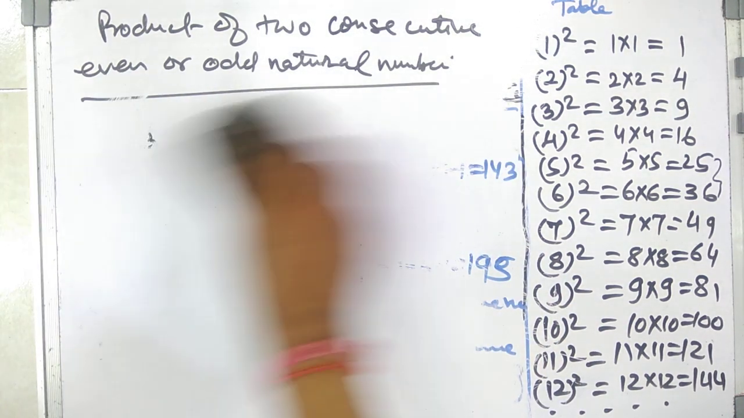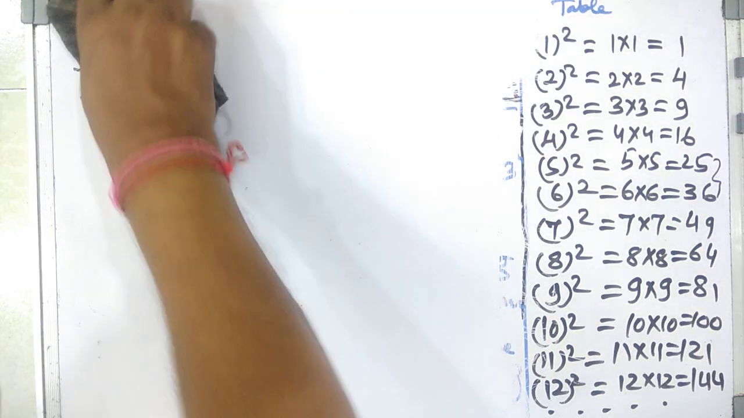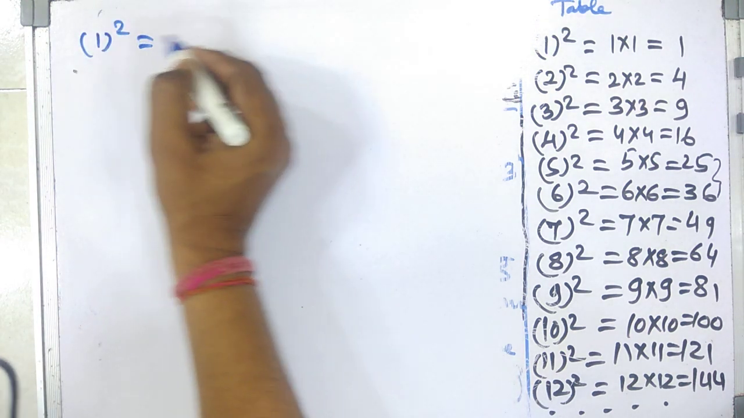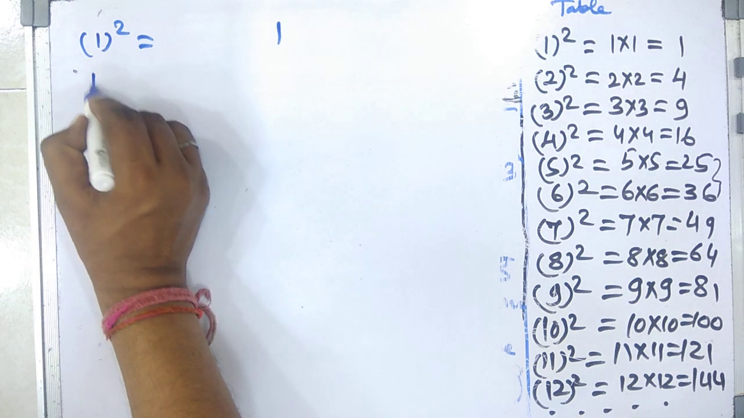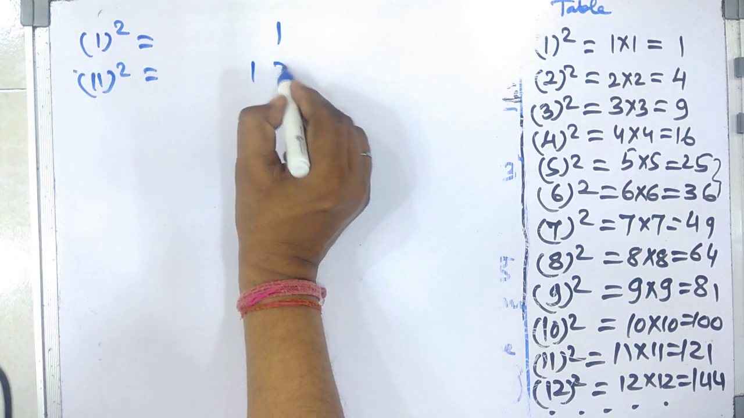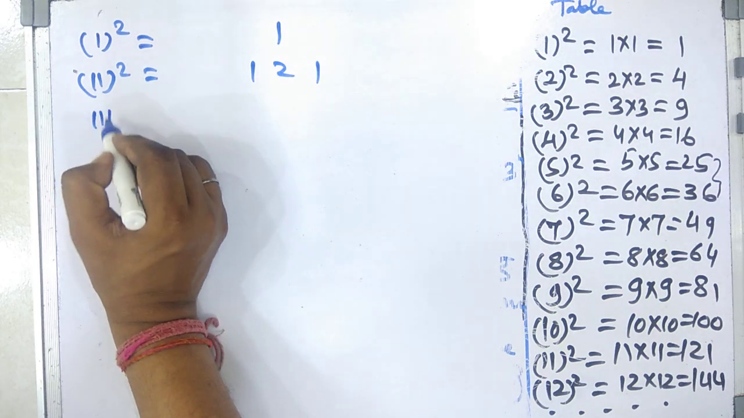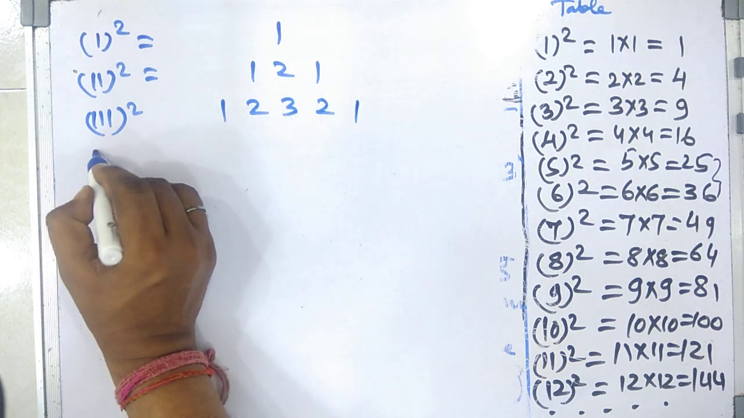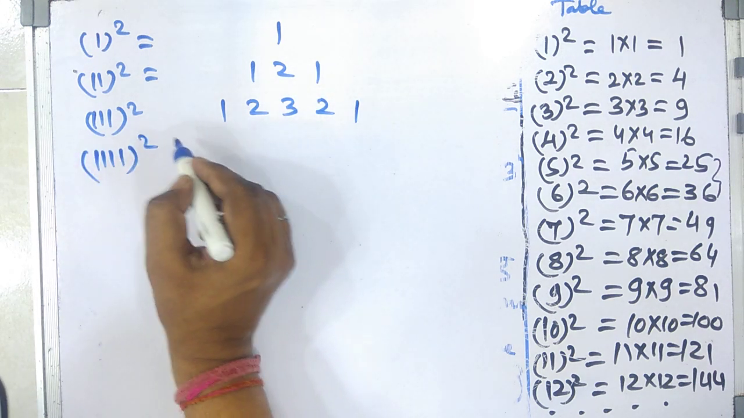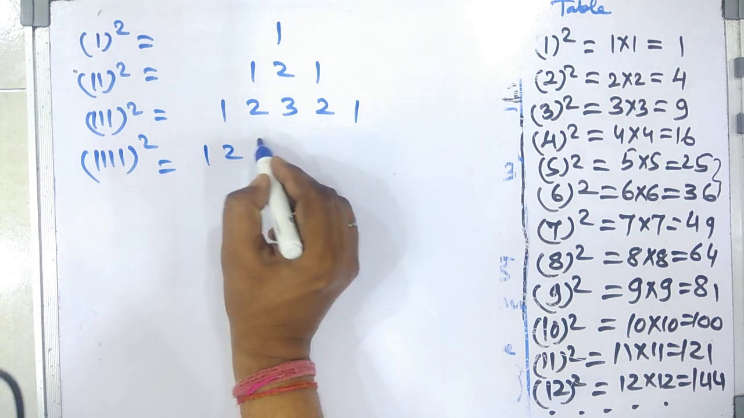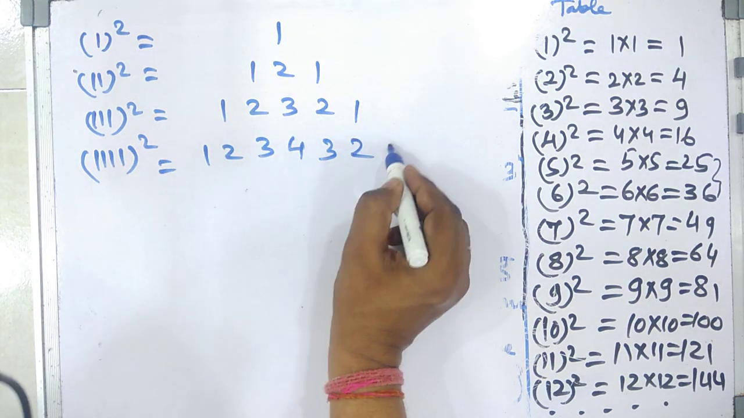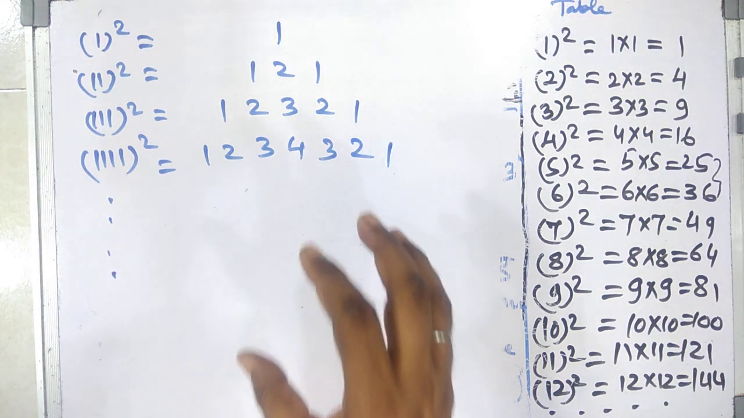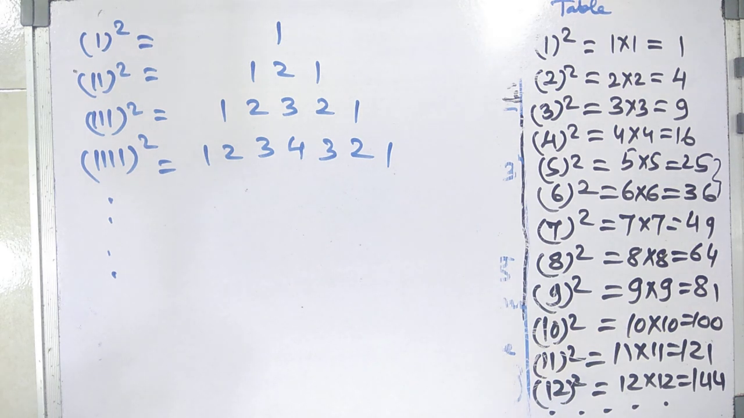Some patterns are also given, students, in square numbers. For example, 1 square is equal to 1. 11 square is equal to 121. 111 square is equal to 12321. Next, students, 1234321. So this type of number follows one special type of pattern, students.